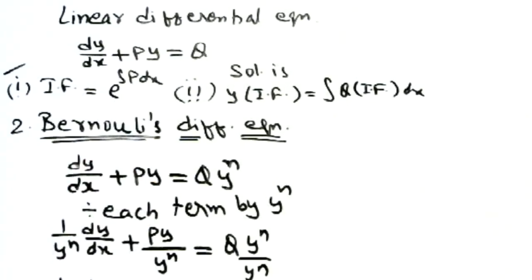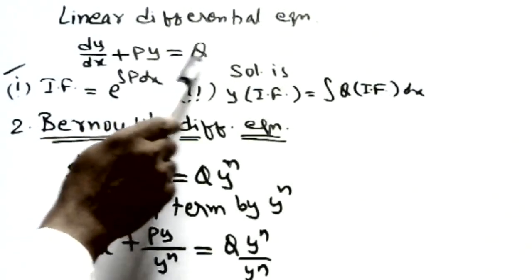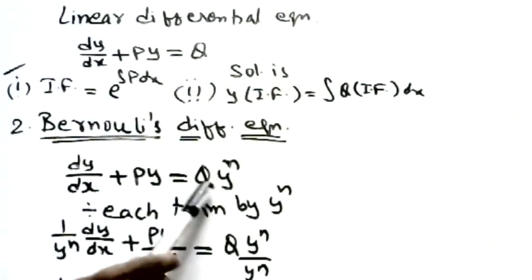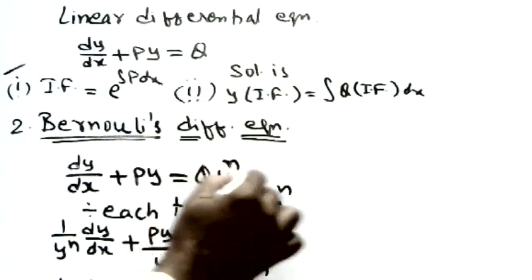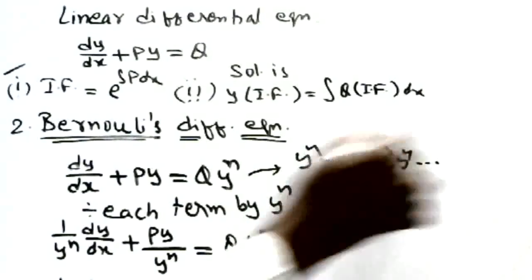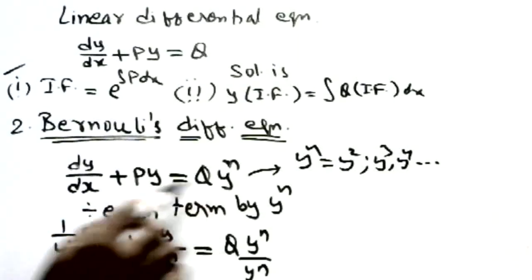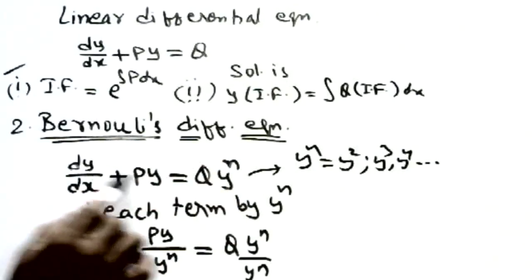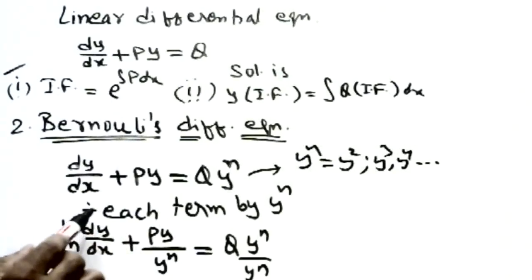Now let me do the questions on Bernoulli's differential equation. What is the difference between these two? Here we have dy by dx and y. On the right side we don't have y there, but here, with dy by dx and y, there will be some power of y, like y square, y cube, or something else. Y power n means y square, y cube, y power 4, etc. So if we get y here and some power of y there, then we must think that this is the method of Bernoulli's equation.